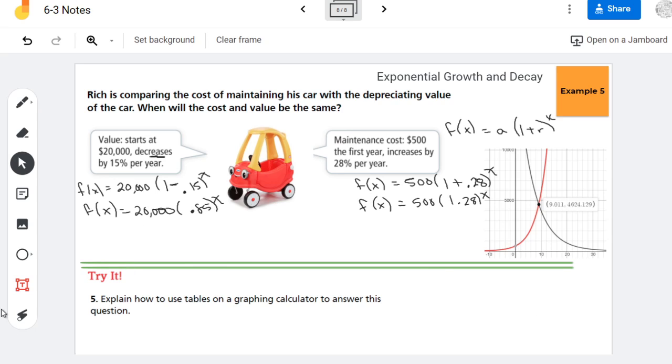So what this is saying, remember your x value is your number of years, is that at about 9 years, the cost of keeping the car on the road and the value of the car are both about $4 grand. So at this point in time is when he should sell his car, because then shortly after that, the cost of keeping it on the road is more than the actual value of the car. So he'd be losing money by driving that car. Actually, I shouldn't say losing money, I should say losing equity.